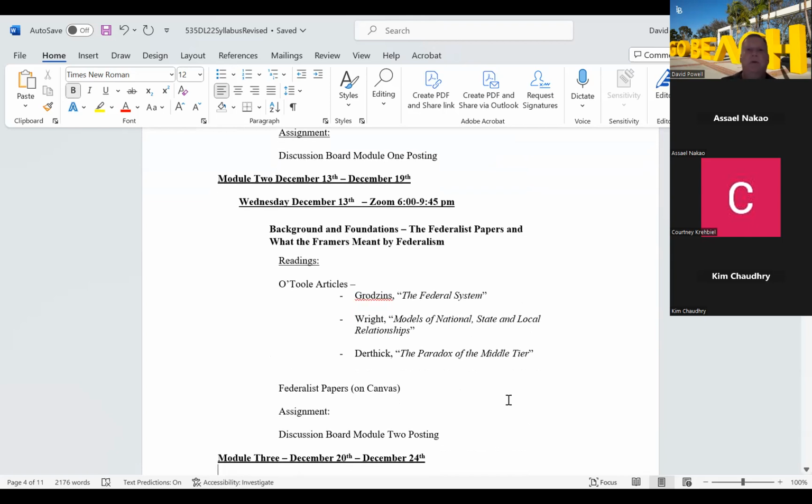Then week 2 on December 13th, we'll continue this discussion of background and foundations. We'll get into the Federalist Papers, Federalist Paper number 10 and Federalist Paper 39. We'll then get into some articles from the O'Toole textbook, Morton Grodzins's article on the federal system, where he talks to us about whether or not there ever was a system of dual federalism. D.L. Wright's article on the models of national, state, and local relationships presents 3 different theoretical models of federalism, and then talks about when those different theoretical models occurred and how the balance of power really differs depending upon which of those 3 different models we are looking at.